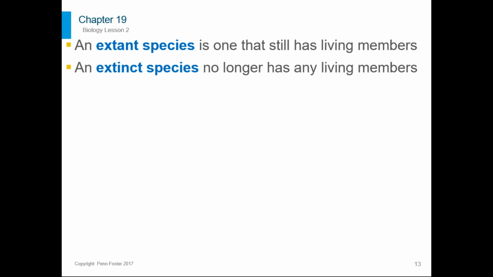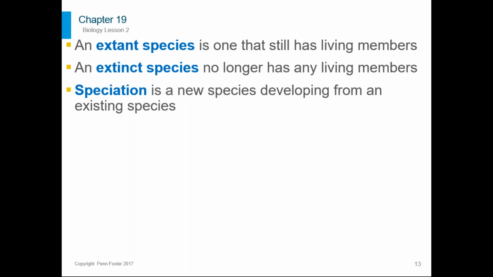All right, so now we're going into section 2. And this slide's just some vocabulary to know. I know that's kind of annoying, but it's important that you know these terms. So we have an extant species and an extinct species. So extant is the word for a species that still has living members on Earth. So humans, dogs, hippos, rose bushes, they're all extant species. We can go outside and find them. An extinct species, of course, no longer has living members. So dinosaurs, dodo birds, there's none left.